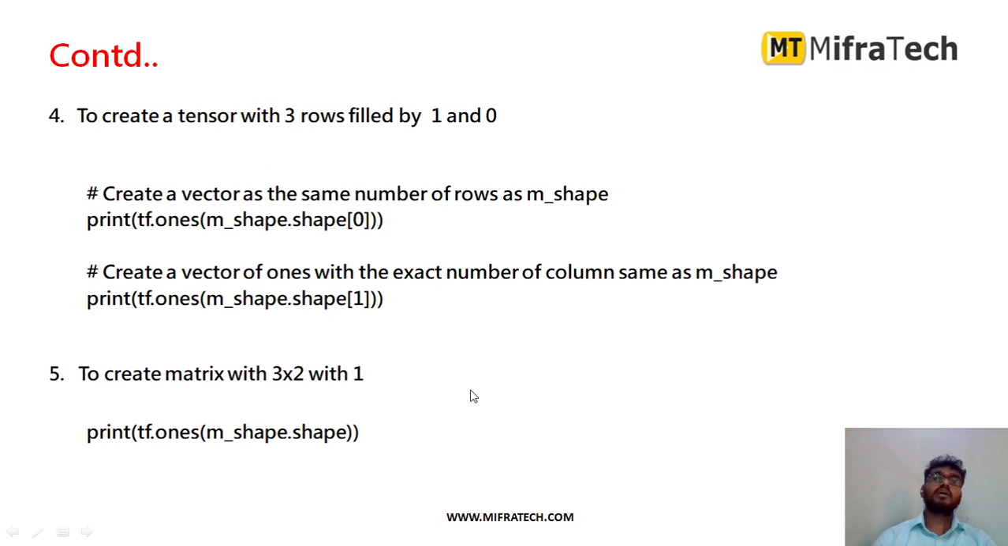We can also create a tensor with 3 rows filled with 1s and zeros. To do that, we print tf.ones, the inbuilt function, and mention the shape. Similarly, we can also create one filled with zeros. We can create a 3 by 2 matrix of 1s. For that we just print tf.ones, and inside that we mention the shape of the tensor or matrix.